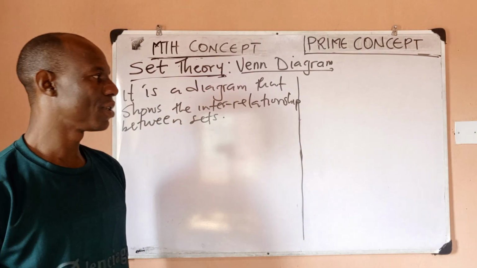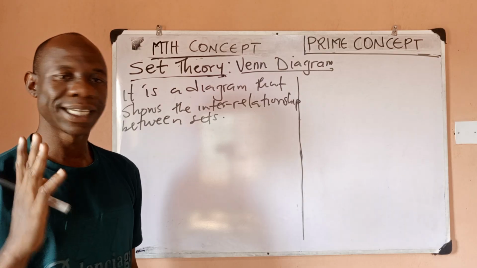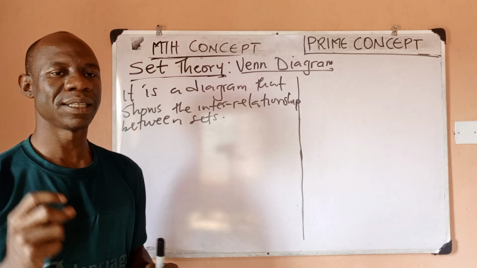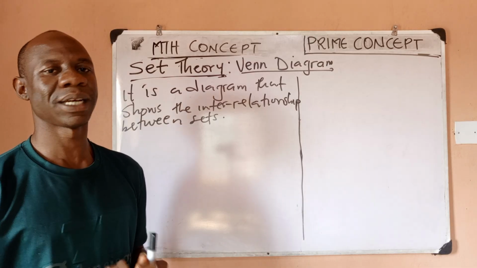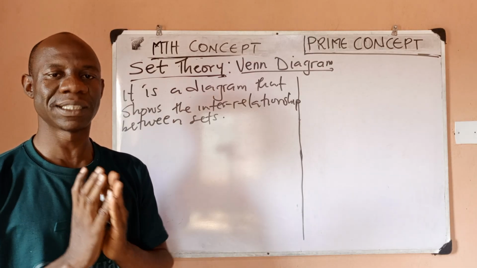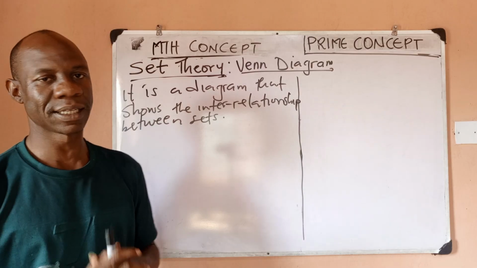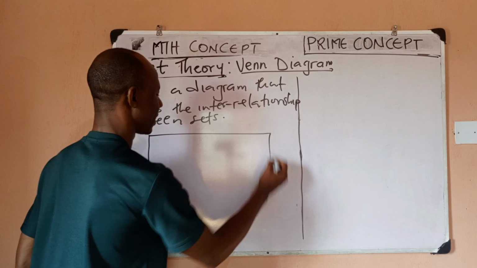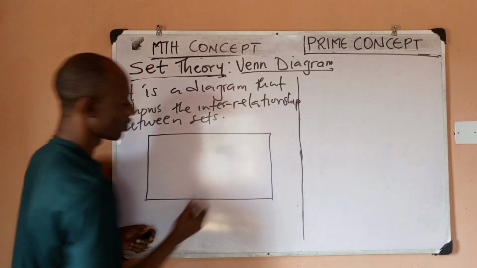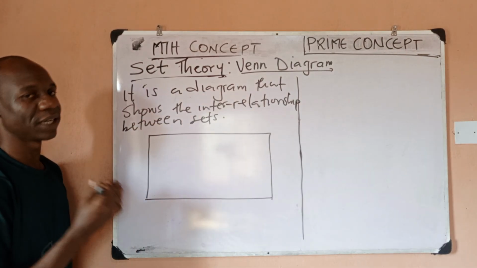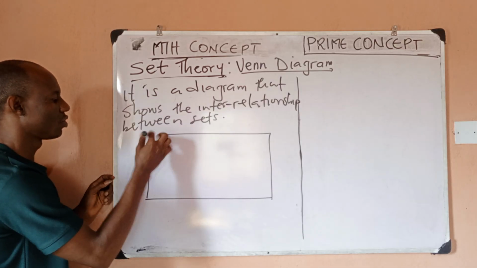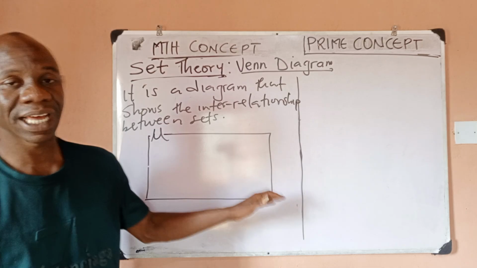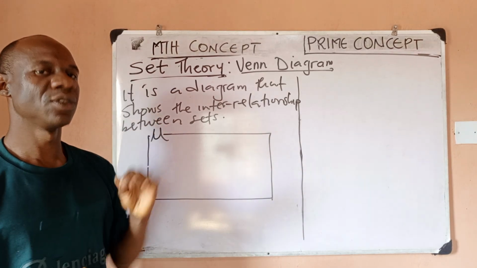Now, the Venn diagram is usually drawn with a rectangle. So, a rectangle represents the total Venn diagram, with circles inside that rectangle indicating the different sets and how they are connected. It's usually denoted this way with a rectangle, where this rectangle indicates the universal set. Somewhere around here, we usually write this, telling you that the whole of this rectangle represents the universal set.